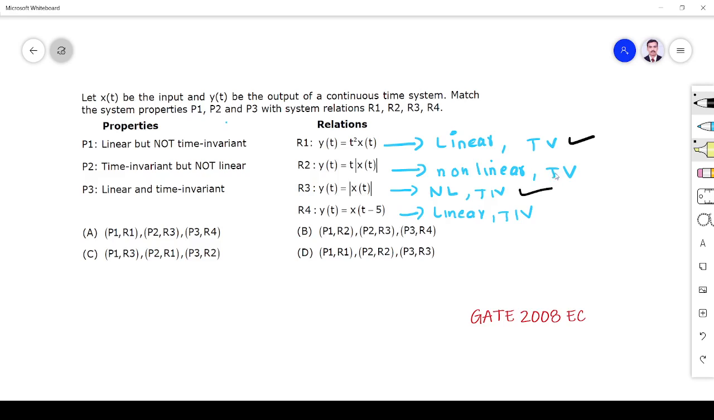So this is right. So this is R1, this is R3. Linear and time invariant. This is R4. P1 R1, P2 R3, P3 R4. Option E is the right answer. Thank you.